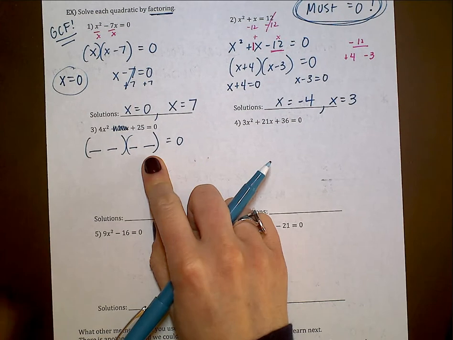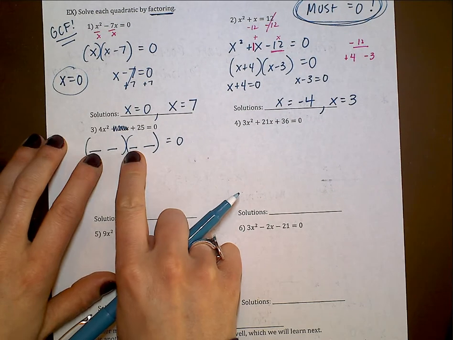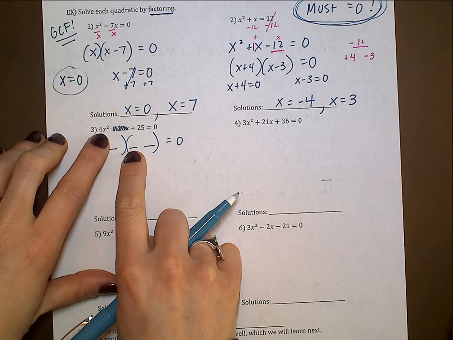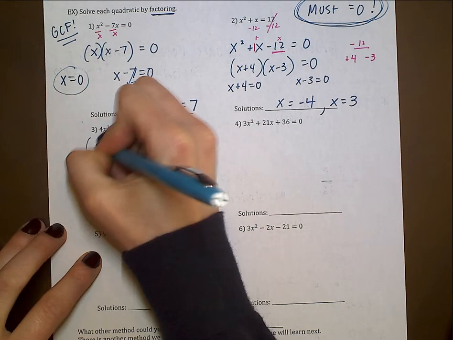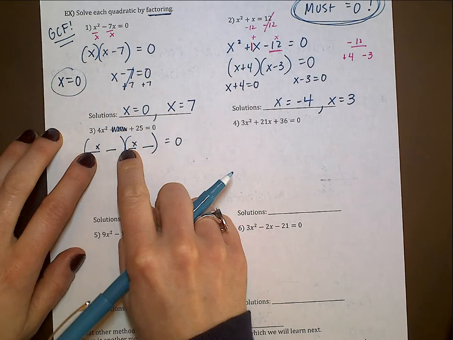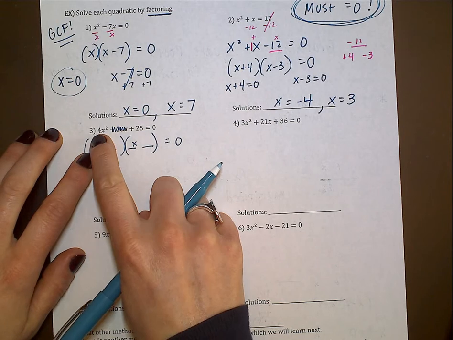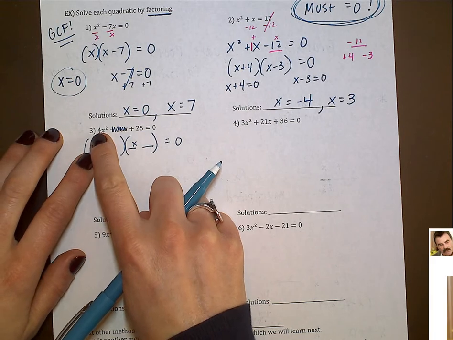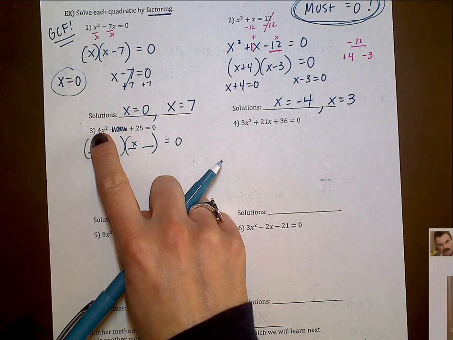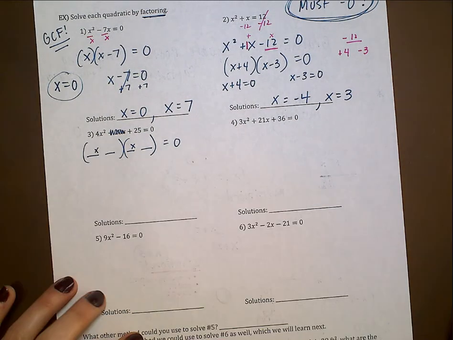So the first two terms when I factor should multiply to be 4x squared. So we broke up the x's. You could have either used 1 and 4 or 2 and 2 to get 4. And remember, I always suggested that you choose the factors that are closest together. So 2 and 2.